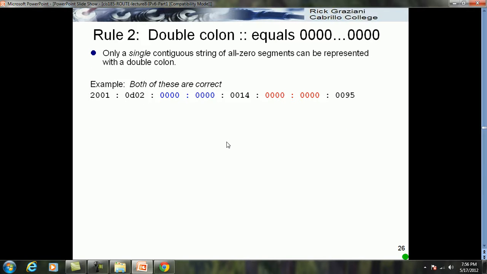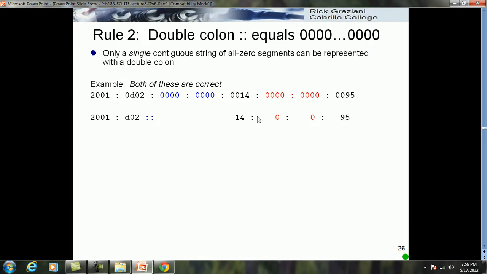Now, let's see some examples. Now we have to apply both the rules, okay? So see here. I can drop this zero, yes. What about here and here? Here I will drop this. Now what? Should I put colon colon? 14 colon colon 95. That's wrong.